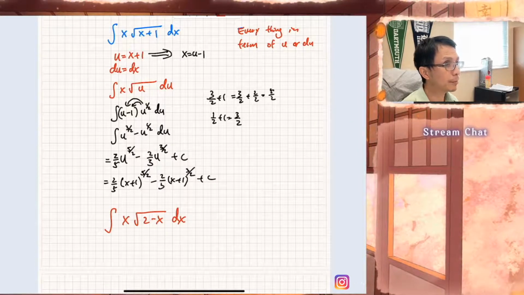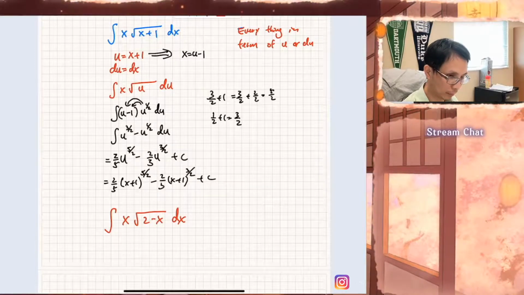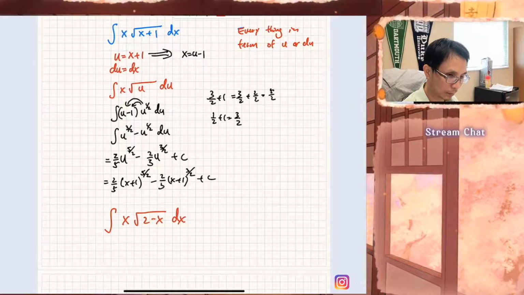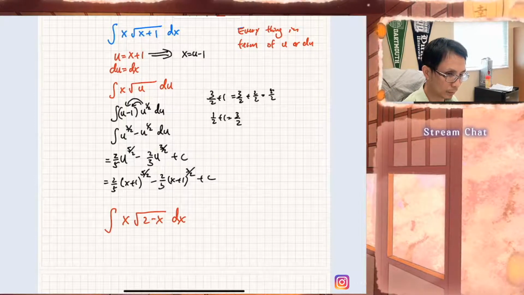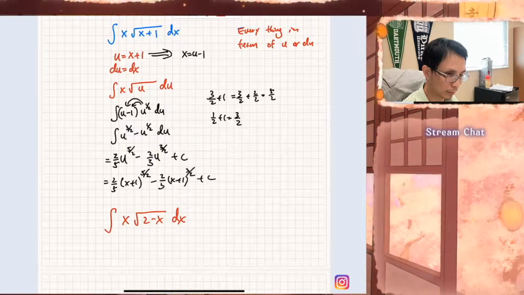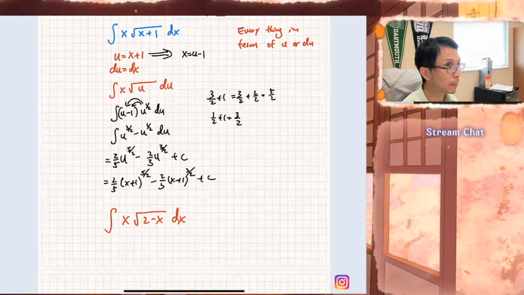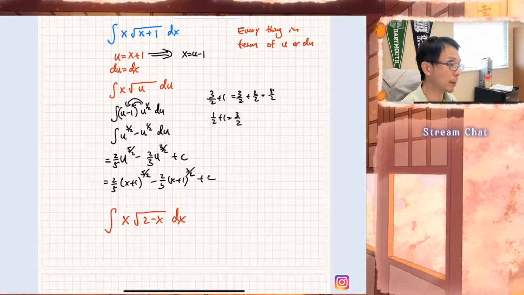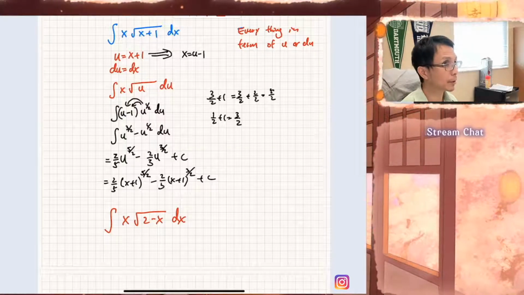I've got a question. When you're distributing, you're just multiplying the u times the stuff that's in the parentheses? Yep. u to the 1/2 times u. So 1/2 plus 1 is going to be 3/2. Does that make sense?